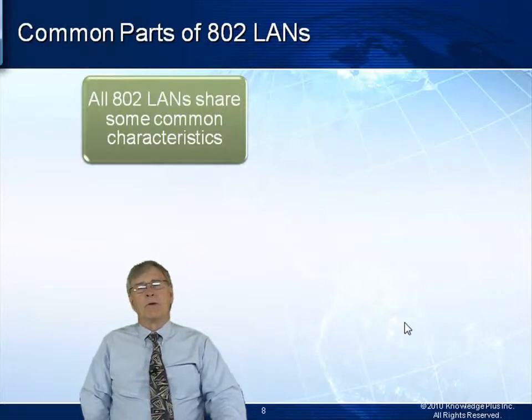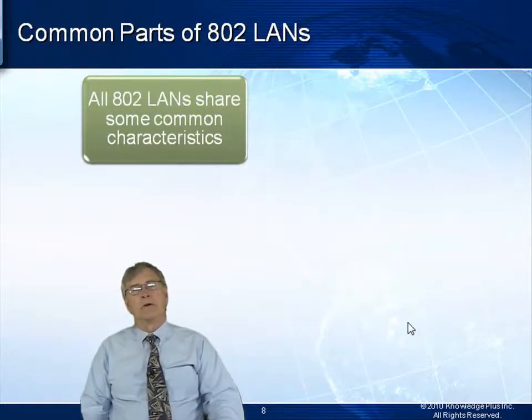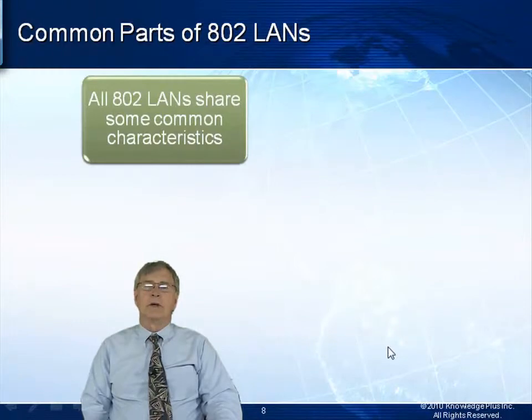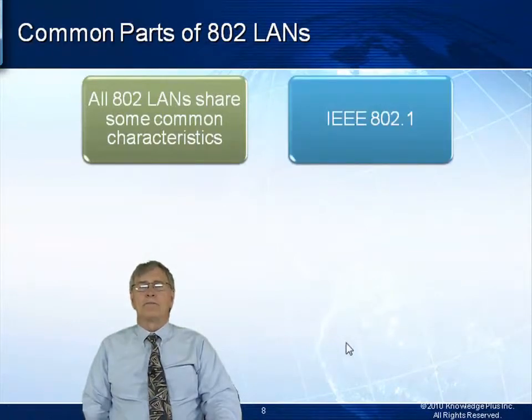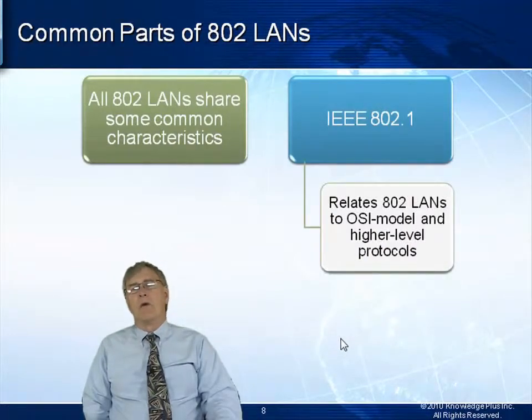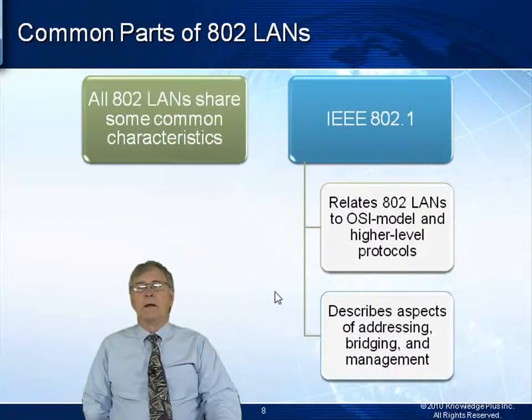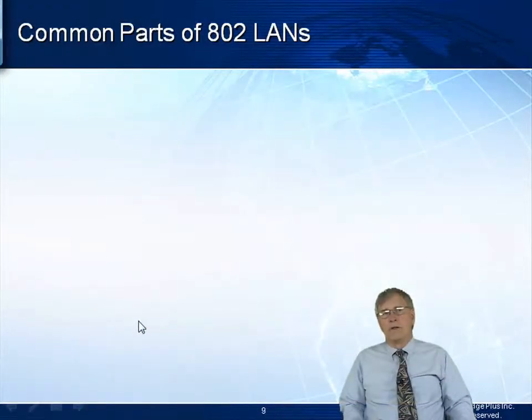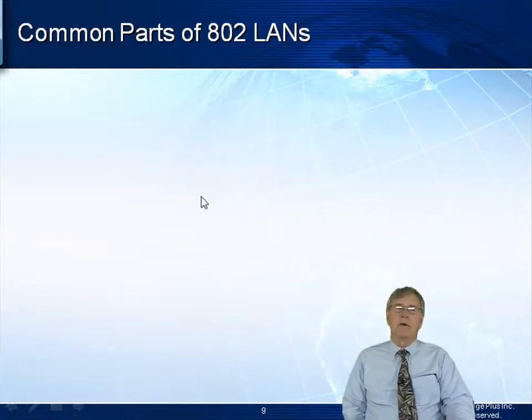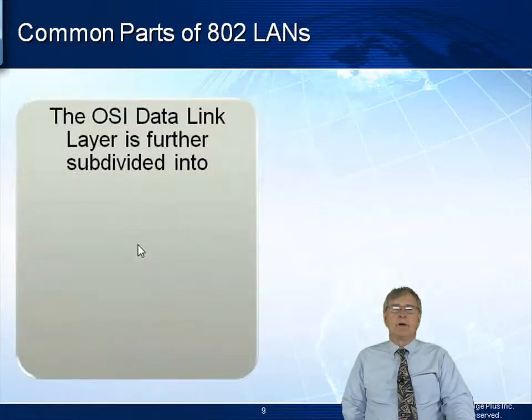Okay. So, as we saw earlier, there's some common parts to the 802 architecture, and that is the 802.1 and 802.2. So 802.1 relates 802 LANs to the higher level protocols and describes aspects of addressing, bridging concepts, and management issues. And you can see that those issues would be ones that are indigenous to all of the LANs that we would be working with, whether it would be Ethernet or Wi-Fi.